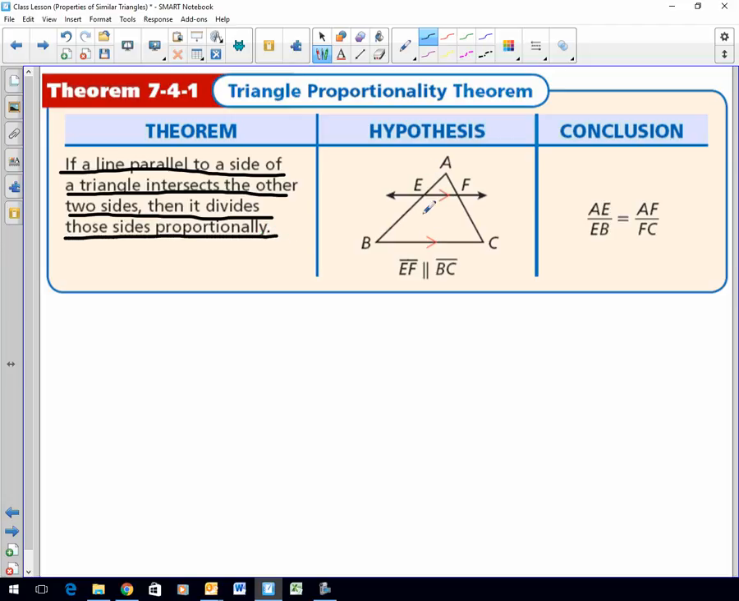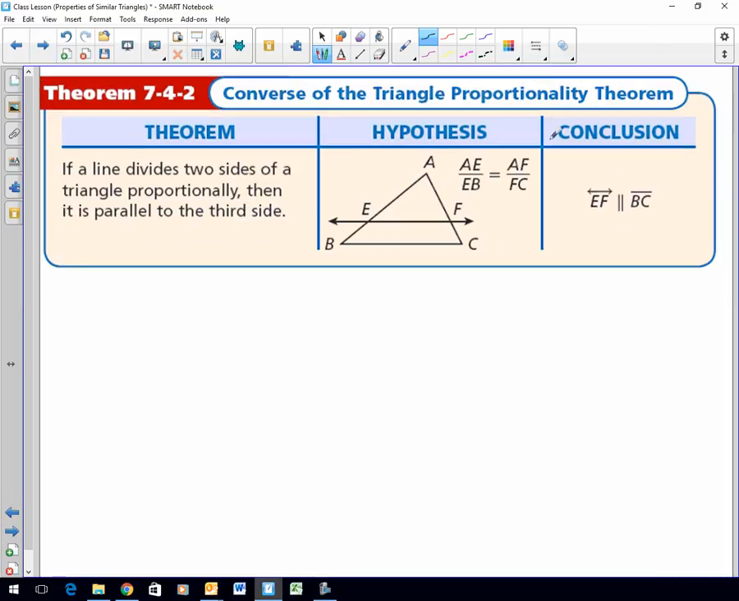In this example, I'm given that EF is parallel to BC. So I have triangle ABC, and I have line EF that intersects sides AB and AC. This means that AE over EB is proportional to AF over FC. Let's move on to the next one.